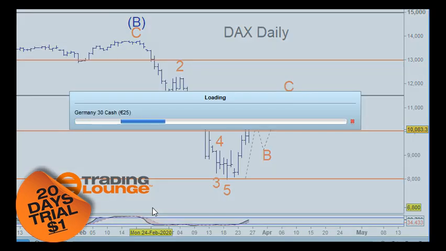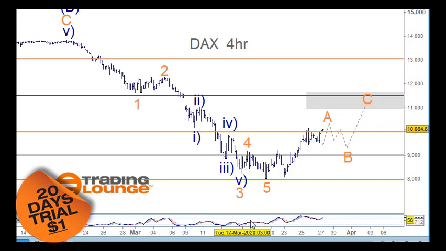Pretty much the same as the S&P, slightly different though, but I'll explain that. From the low here, we're looking at an A wave, a B wave, and a C wave up here for wave A, and then an A and a B and a C back here for wave B, and then up here for wave C. So this leg here is nearly completed.